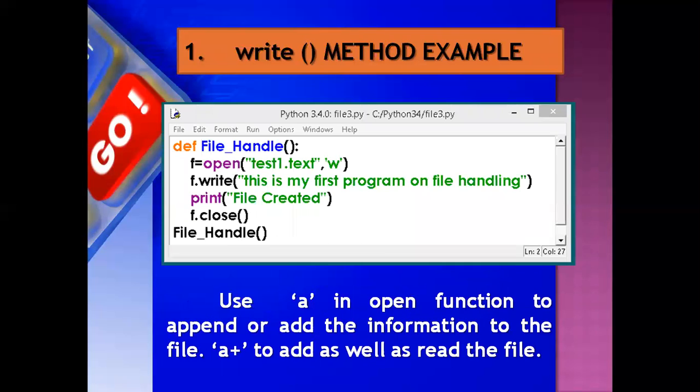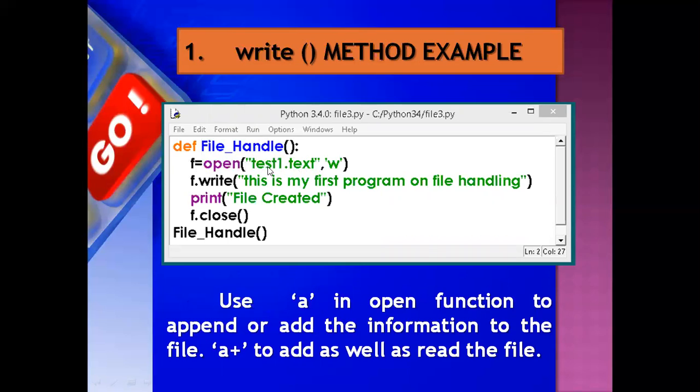See the example. def. def is a keyword. Here for the name you can write any name. You can write here file underscore handle. This is a function name, and with the colon we are declaring a function. def is a keyword here. See here, f is a file object, equal open. open is a function.